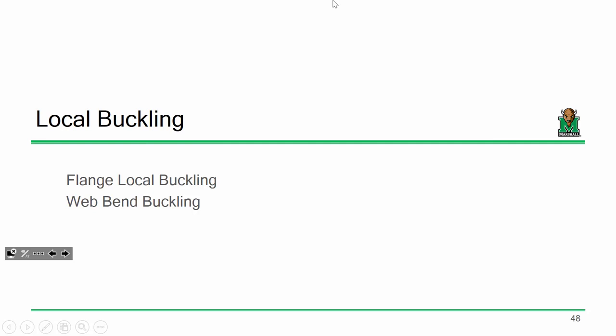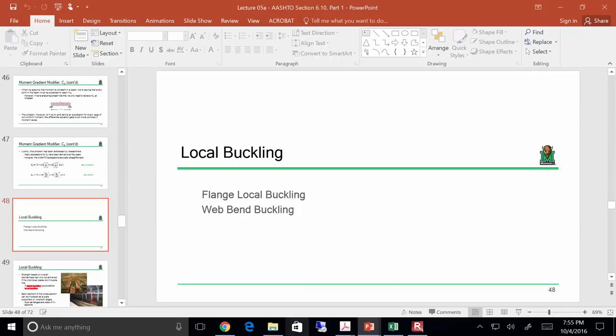Now, that's lateral torsional buckling. And I think even if it's been a while since you've had steel design, that should be familiar. This one is probably a little new. Luckily, I have a video.